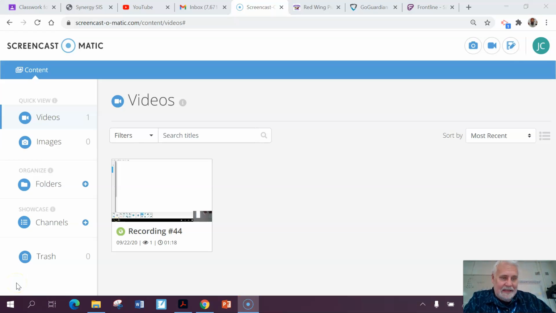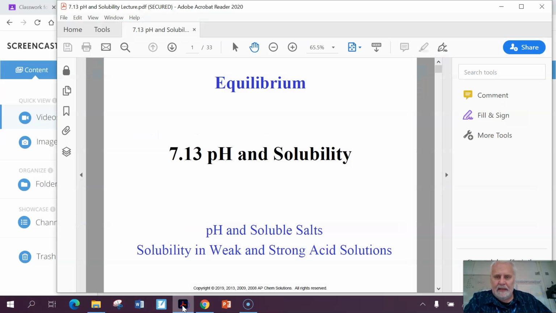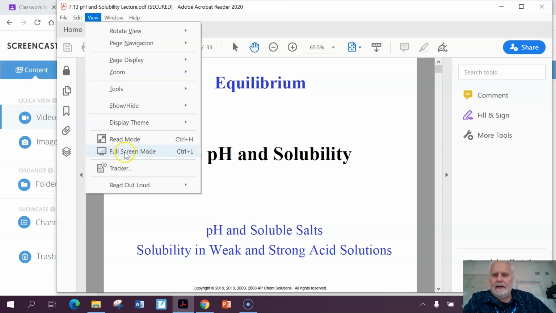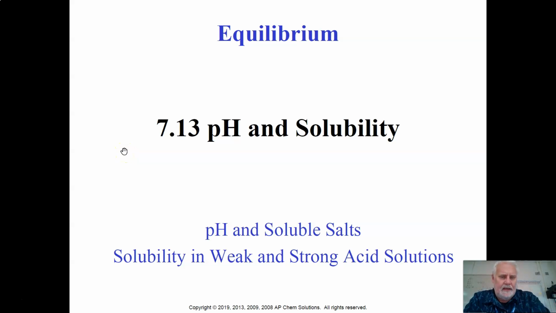All right, so now we're on the last section of equilibrium. And as you can see, it's 7.13, where we're dealing with pH and solubility and how those two things can be related. So again, a little bit of acid-base, and next unit we're going to get a lot of acid-base, because that is the topic of our next unit. So this will serve as partially an introduction into this.